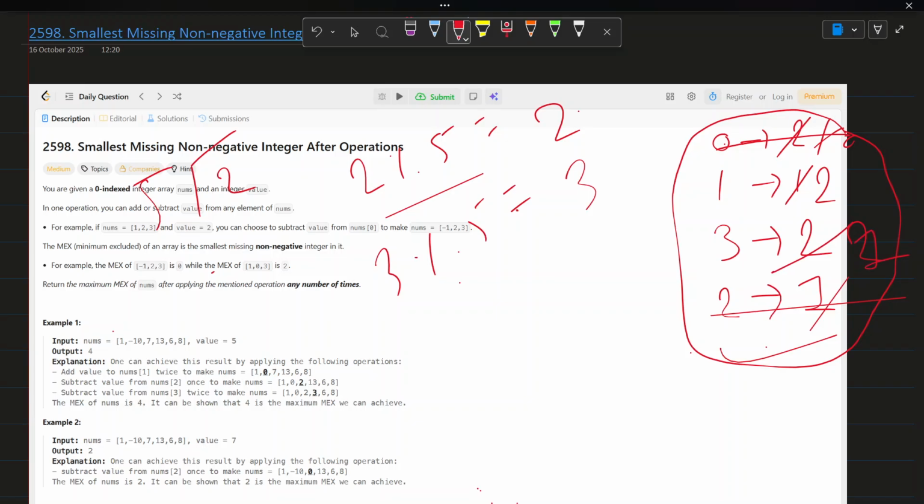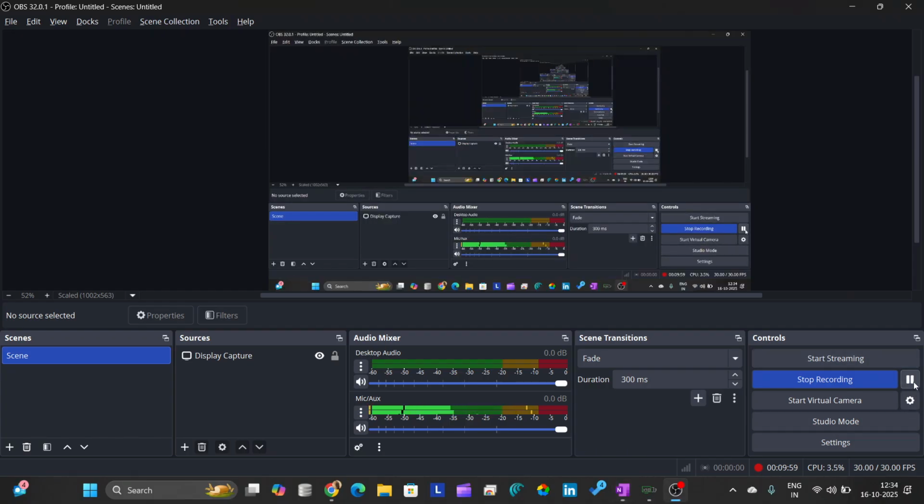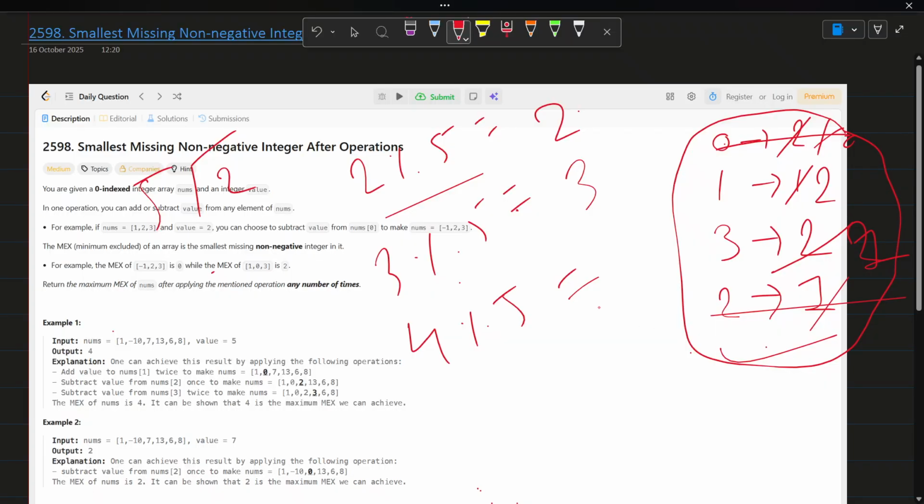Then again 4 modulo 5, so what is the minimum answer? Here the minimum is 4. Does the map have 4? No, that means this is our answer, and this is also present here.